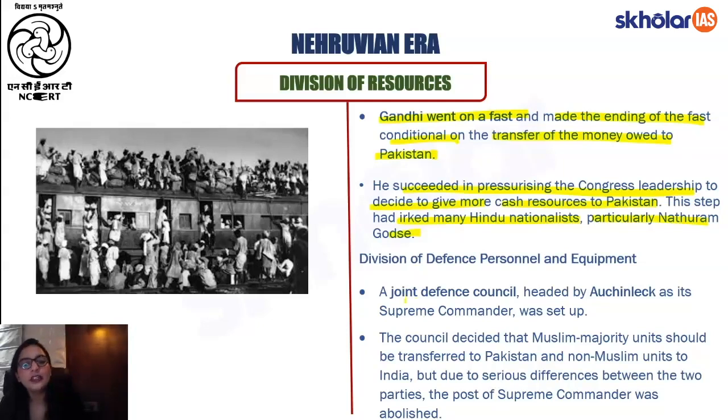Okay, now apart from the civil services personnel and the division of finances, now we are going to talk about the division that was done pertaining to the defense personnel and the equipment. Now students, as a part of this, a joint defense council which was headed by Auchinleck as its supreme commander was set up. So you have to remember that who was heading the defense council, that is Auchinleck. Now, this council decided that the Muslim majority units should be transferred to Pakistan and non-Muslim units to India. However, students, due to the serious differences between the two parties, the post of Supreme Commander was abolished.